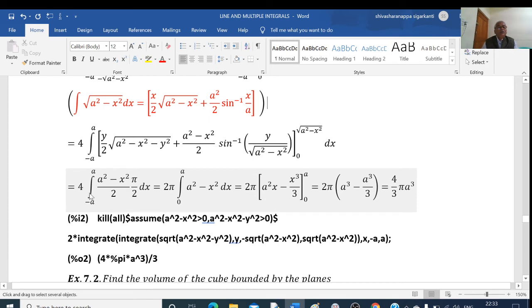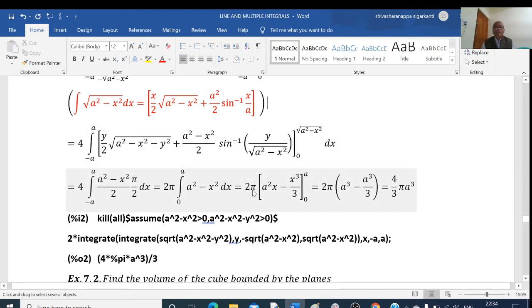Okay. Now here this 4 and this 4 get cancelled. Then what remains is pi into integral from minus a to plus a of (a square minus x square) dx. And again here this is an even function. Therefore, minus a to plus a can be written as 2 times 0 to a. This 4 and this 2 into 4 get cancelled. I am getting 2 pi into the integral from 0 to a of (a square minus x square) dx.